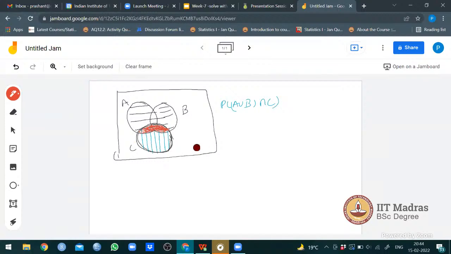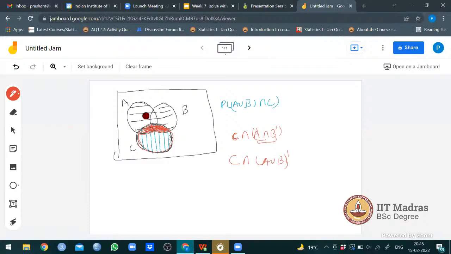Sir, my question here is: the probability of C is given to be 0.2. It should be the portion of C excluding the red region. If I'm saying this, you are talking about only this one, which is nothing but your C. C is present, and A and B are not present, if I'm not wrong. Sir, C intersection the complement of A union B.